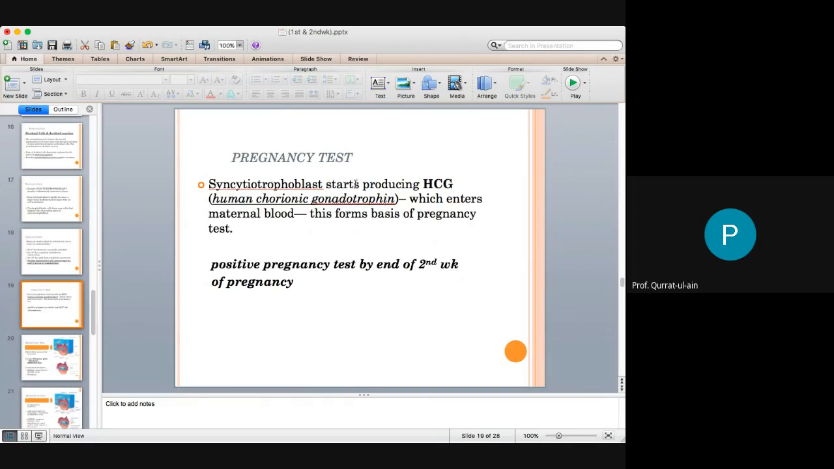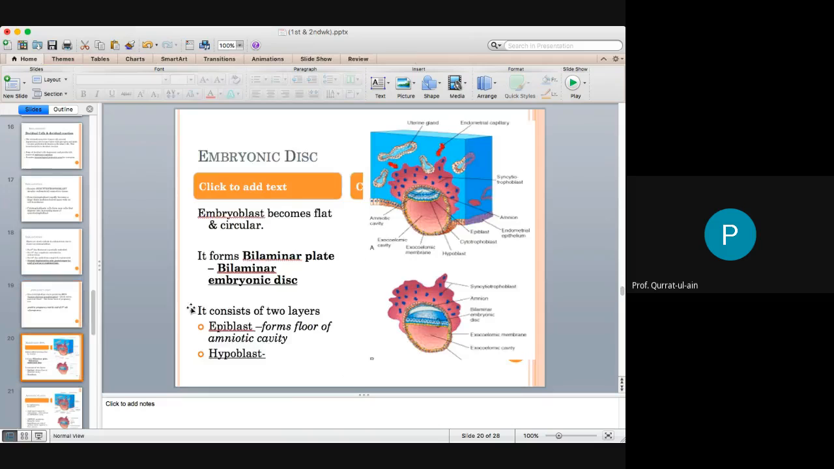The syncytiotrophoblast cells start producing a hormone as soon as they are formed, which is known as HCG, the human chorionic gonadotrophin, and many of us might know this, which is actually the pregnancy test. This HCG initially comes in the maternal blood and then it passes into maternal urine, and this forms the basis of the positive pregnancy test. If HCG is there, it will give a positive pregnancy test, and this is in the second week of development, right?